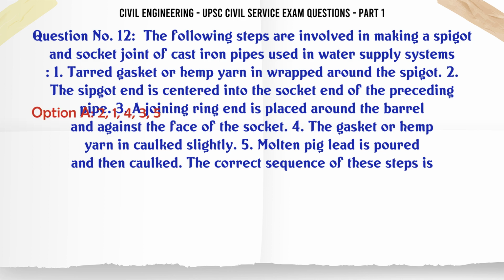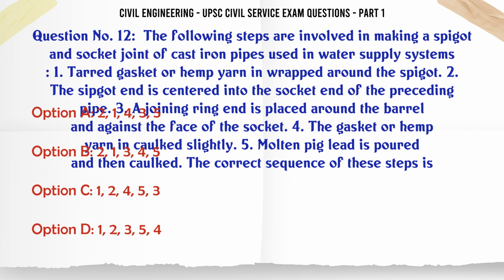The following steps are involved in making a spigot and socket joint of cast iron pipes used in water supply systems. 1. Tarred gasket or hemp yarn is wrapped around the spigot. 2. The spigot end is centered into the socket end of the preceding pipe. 3. A joining ring is placed around the barrel and against the face of the socket. 4. The gasket or hemp yarn is caulked slightly. 5. Molten pig lead is poured and then cooled.